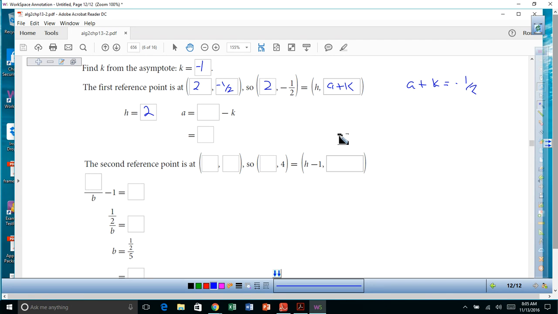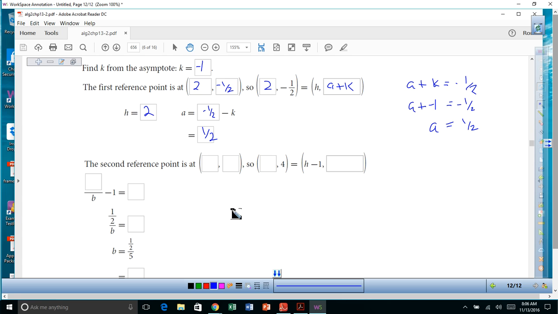Oh, we know what k is. K is -1, so a plus -1 equals -1/2. Add 1 to both sides, so a equals 1/2. Okay, so that's, we'll put -1/2 minus k, and then that's 1/2.